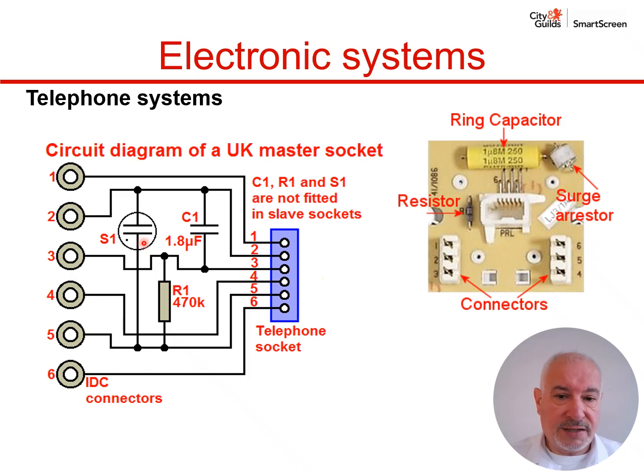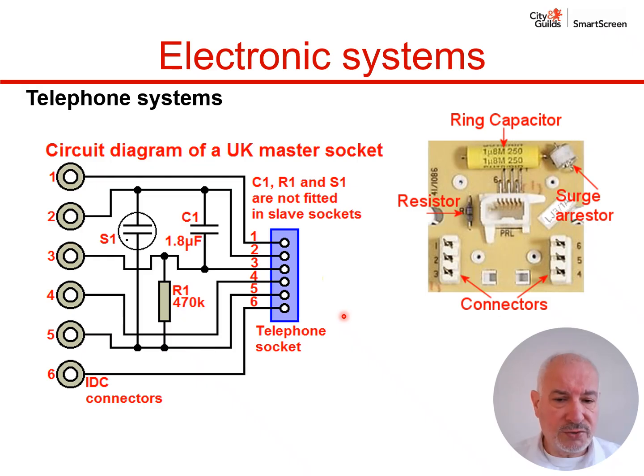Now that's basically the UK master socket, and every house has to have at least one socket, so it would be a master socket. But they can have a number of additional sockets, and these would be called either slave sockets or secondary sockets. And you can have several of those because they don't have any electronic components in them. They simply have the wiring that connects between the master socket and these slave sockets. So all the work is really done by the master socket, and we've gone through the different parts there: the capacitor, the surge protector, and the resistor.